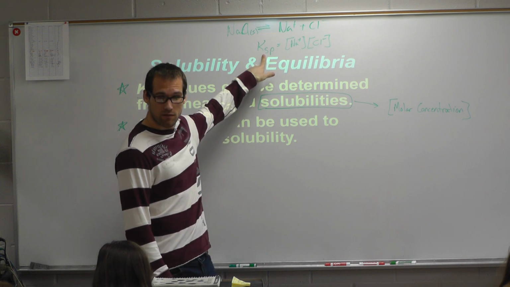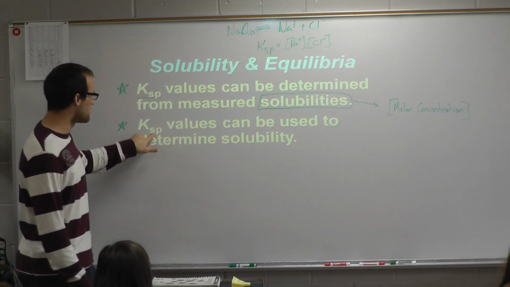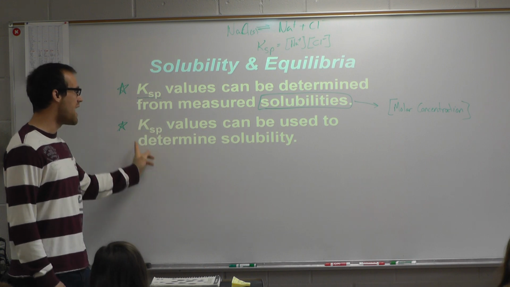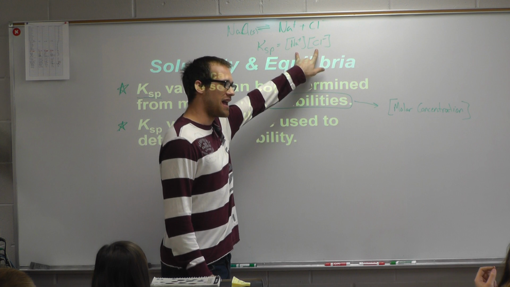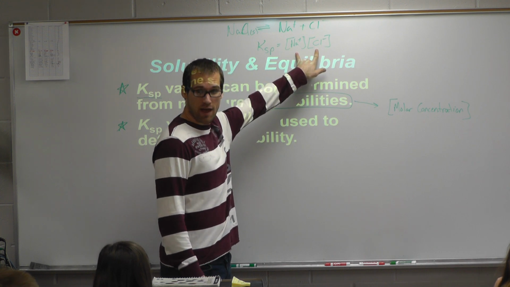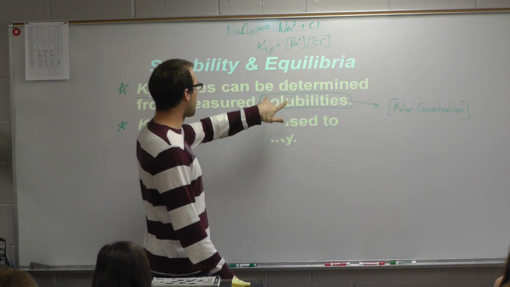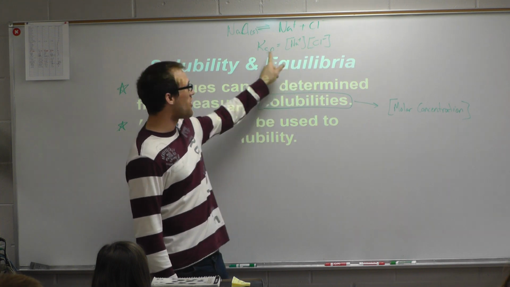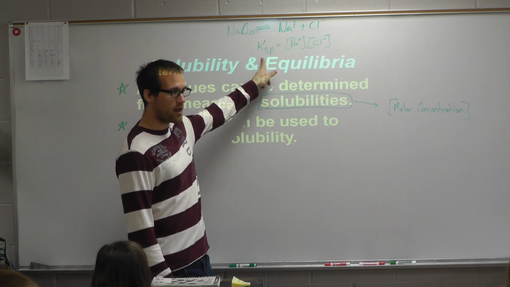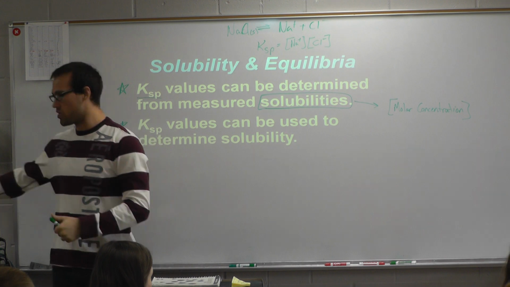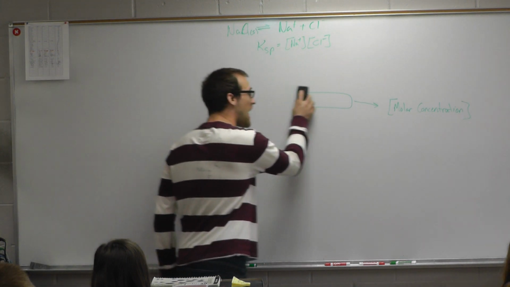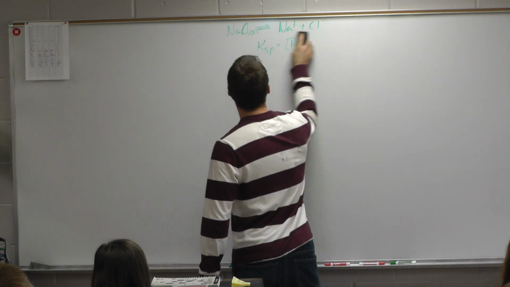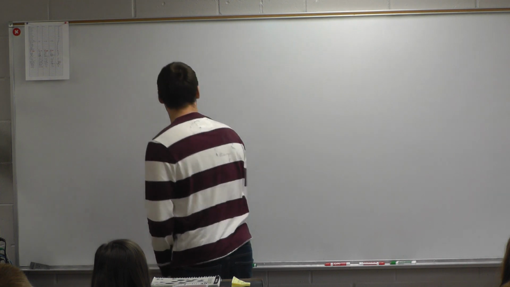Then it says, if I know the KSP, I can determine the solubility. So I can figure out how many ions are dissolved, which is what we're going to do mathematically. It's a little bit more difficult finding this than finding this, and I'll explain why. But let me also explain one other really important thing that I think gets missed a lot: knowing ratios of ions.